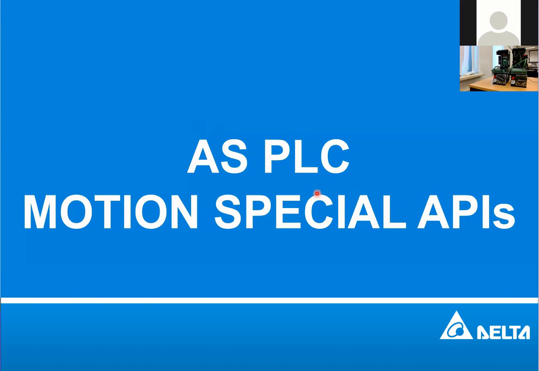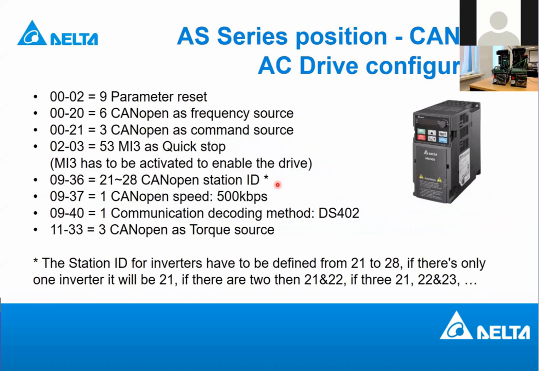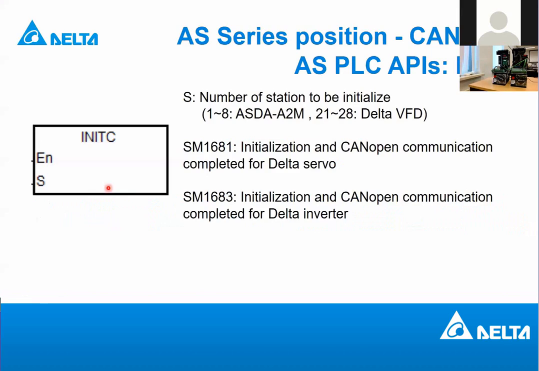Just to be sure, let me check my baud rate for the inverter. Parameter 0937, if it's 500K, it should be one. I just want to be sure. 09-37 should be one. For the servo drive, I remember that one is correct. For this, I'm just skeptical. Perfect, so it's correct. All settings should be okay. Good. Now let's proceed. Sorry for going back. I just want to be sure our configuration was okay.